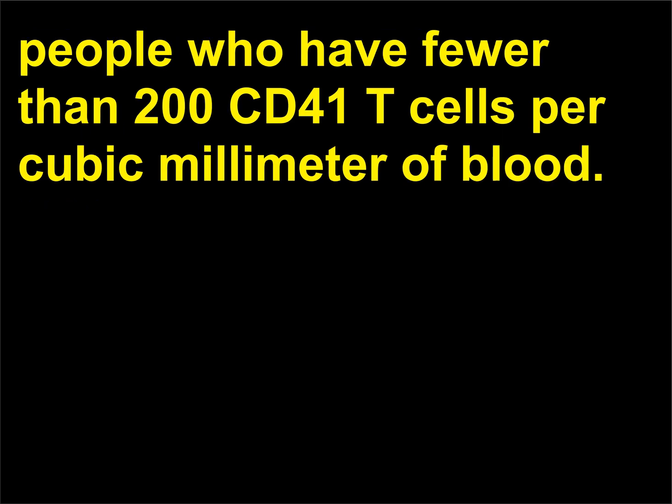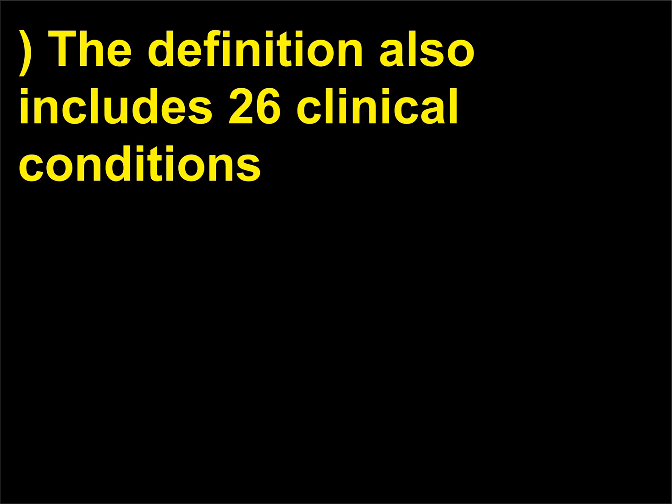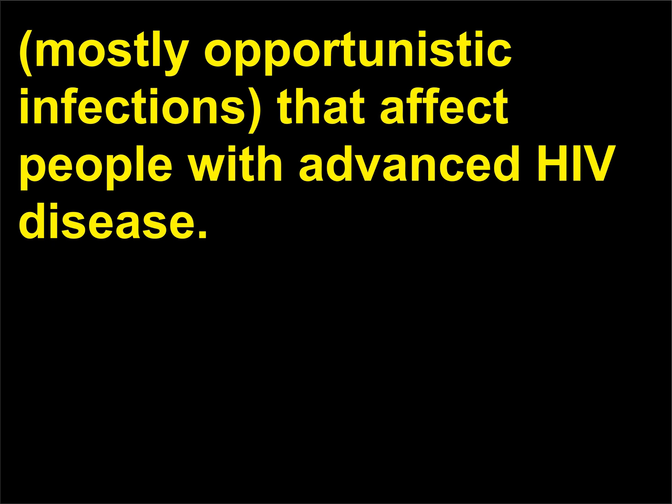people who have fewer than 200 CD4+ T cells per cubic millimeter of blood. Healthy adults usually have CD4+ T cell counts of 1000 or more. The definition also includes 26 clinical conditions. Mostly opportunistic infections, that affect people with advanced HIV disease.